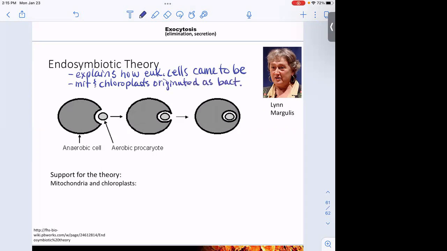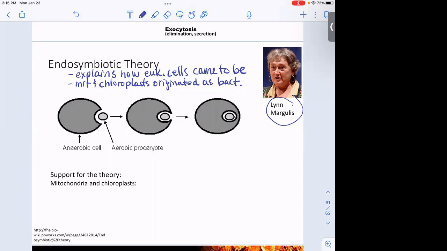Okay, so what do I mean by those two things? Well, this is a theory that Lynn Margulis proposed in the 1960s. And when she first wrote this up into a paper, she was laughed out of town. Nobody would publish her. She was ridiculed by her colleagues. They said this was ridiculous.